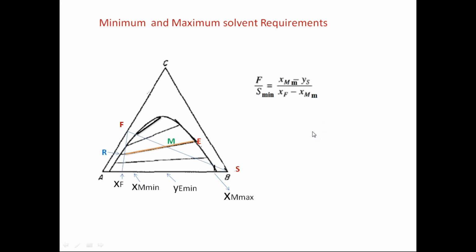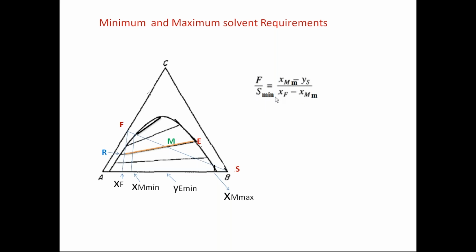So this value gives the XM minimum, because in the binodal one tie line is going through this point. So in this case, this is the XM minimum, and you know the YS and XF values, so you can find out how much minimum solvent is required, taking 1 kg of the feed. So S minimum by F can be found out from this by inverting the equation.